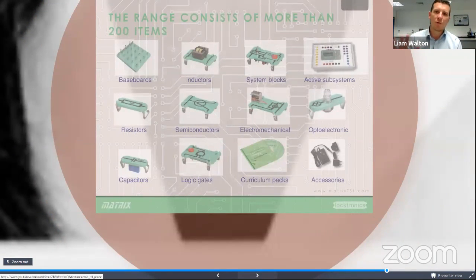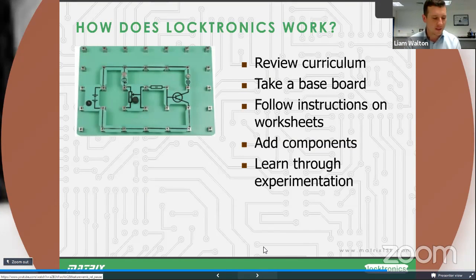So we have a whole range of components, as we saw there on the previous slide. Essentially, the way that the system works is very straightforward. We produce curriculum. So I have a curriculum book, for example, here in front of me. I believe we have more than 40 of these now. Every set of equipment that is developed has specific curriculum workbooks that come with them.